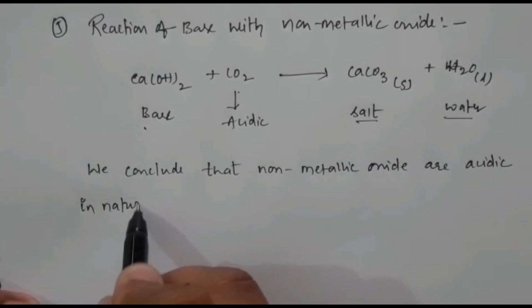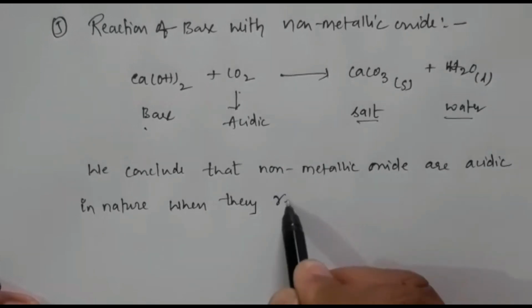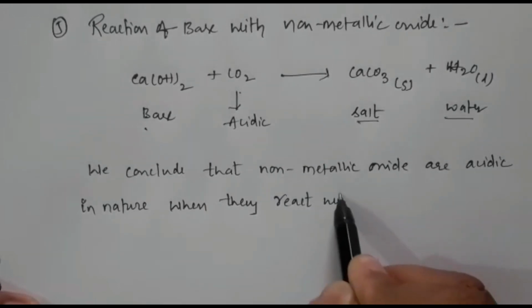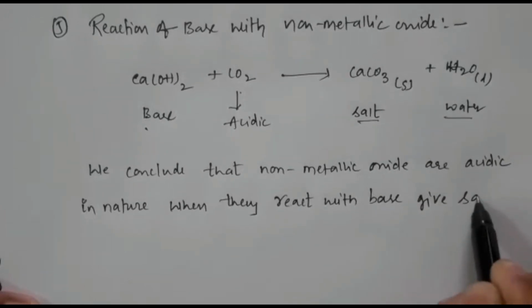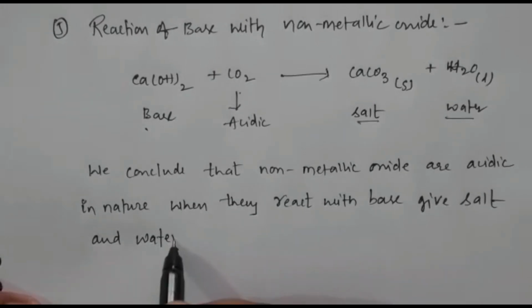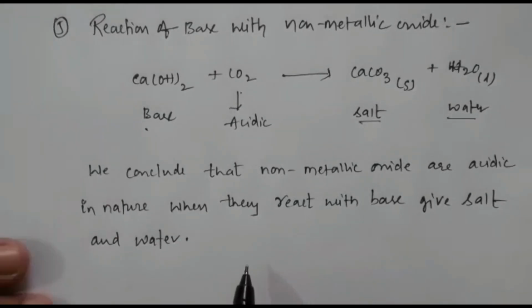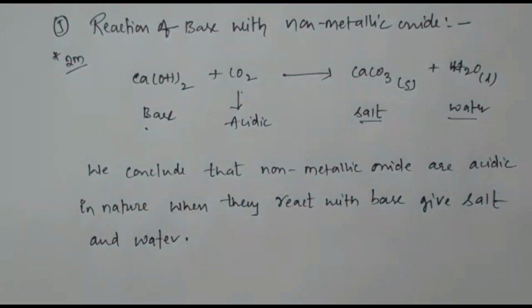Okay, when they react with a base, they give salt and water. Okay, is it clear with the reaction of base with non-metallic oxide? It is important, again a 2 marks question, children. Is it clear for everyone? Okay, so these are the reaction properties of acids and bases. In the next class we'll study a few more properties of acids and bases. Okay, hope you have understood this class, children.